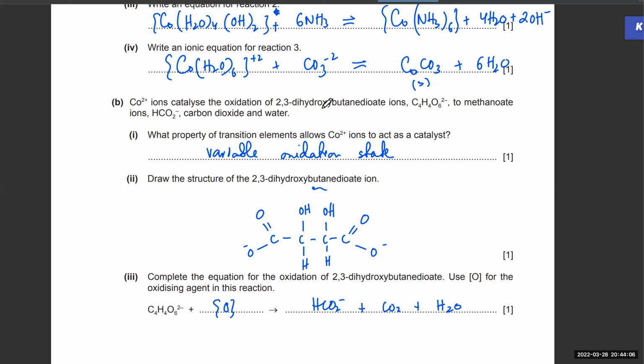So this thing gets oxidized, and you can just balance the number of oxygens.